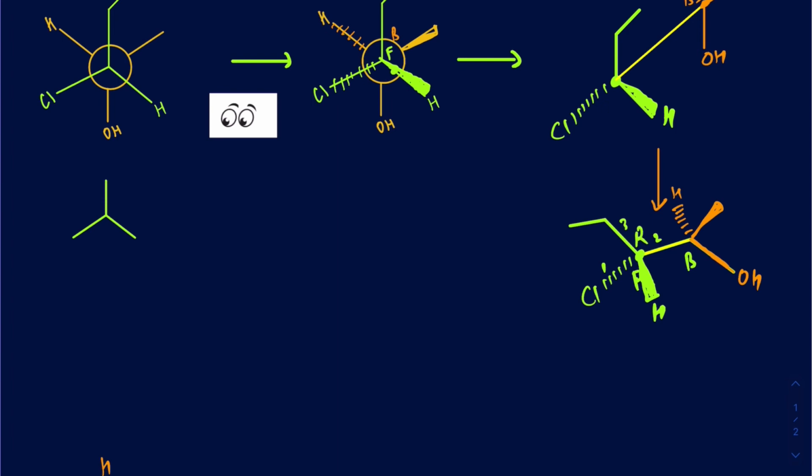And when I'm looking at the second one, this would be 1, that would be 2, and that would be 3. Your hydrogen is going to be 4. It's already back in the page. I don't need to flip it. That is also going to be an R form.